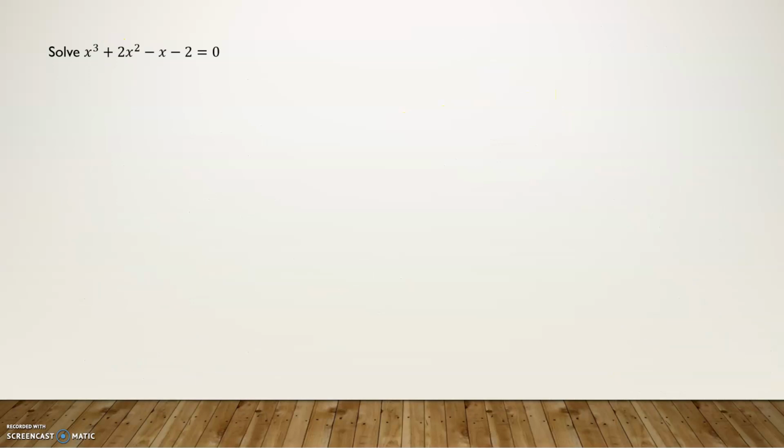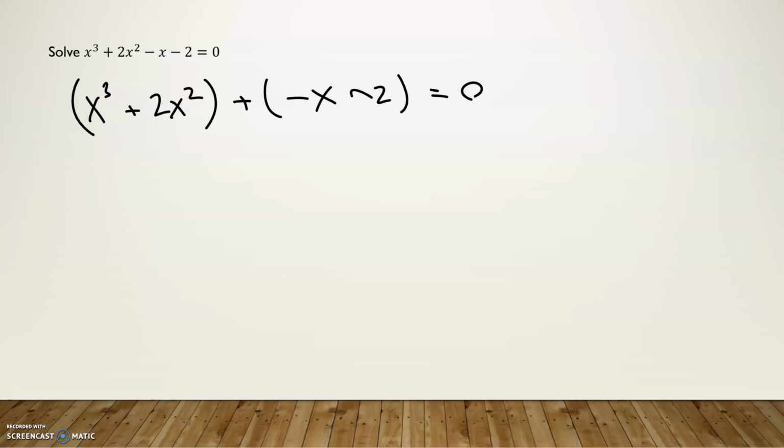Okay, now when I see 4 terms, and I have 1, 2, 3, 4 terms over here, the first thing I think about is factor by grouping. So I'm going to group the x cubed plus the 2x squared. And I'm also going to group the negative x and the negative 2 together. And then I'm going to try to take out the most that I can from each of these two groups. For the first one, looks like I can take out an x squared. So I'm left with x plus 2.